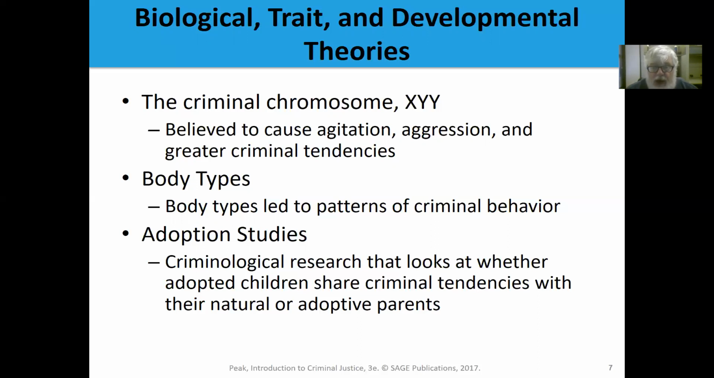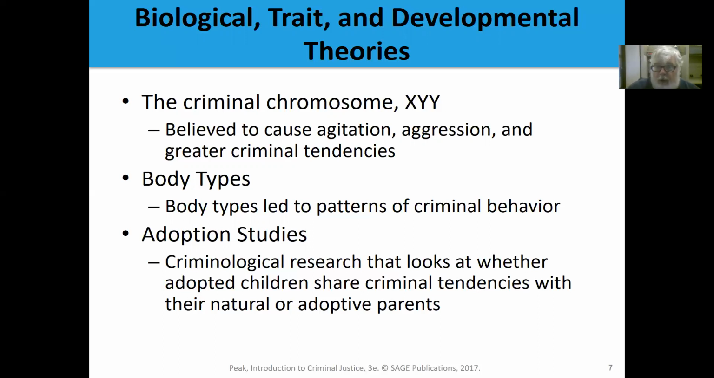Body type theories suggested that certain body types led to patterns of criminal behavior. One might have been that somebody who's really an athletic type of person, strong, would be more likely to commit violent crime. Of course, what we know is there's plenty of people out there that have strong body types that are not out committing crime, whether it be football players, baseball players, basketball players, hockey players. Certainly in many cases more aggressive, and some of them actually do commit crimes and violent crimes, but that's not a significant number of them.